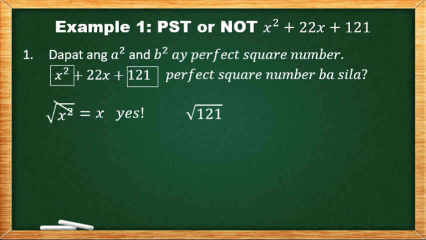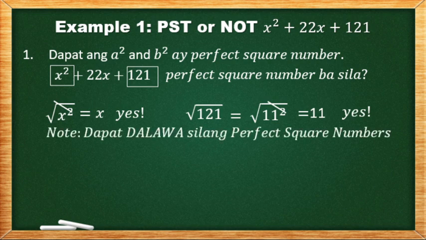Next, square root of 121. Equal yan sa square root of 11 squared. Nakuha natin ang square root. That's why, perfect square number din siya. Note, dapat dalawa perfect square numbers to say it's PST. Proceed tayo sa rule number 2.